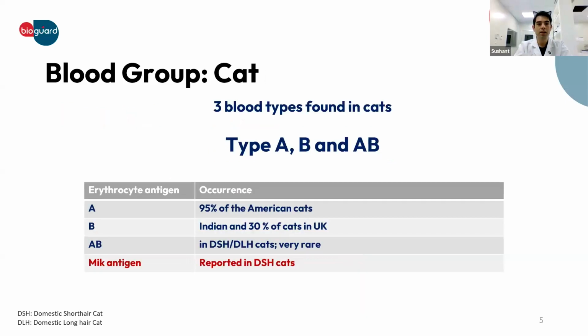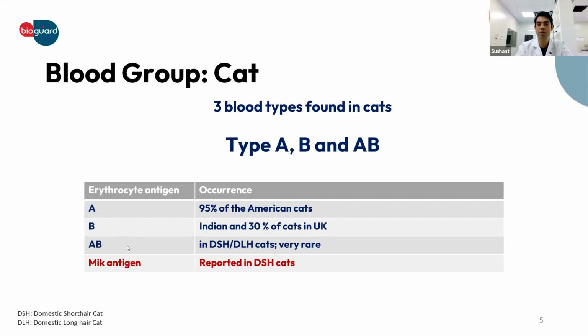Next, in cats, they follow the AB blood group types, where 3 blood groups are identified. A is the most prevalent one, which is found, for example, in 95% of American cats. However, we will learn more about the specific geographic distribution later on. Type B blood group in cats is basically seen at a high rate in Indian or Persian cats, as well as cats in the UK.